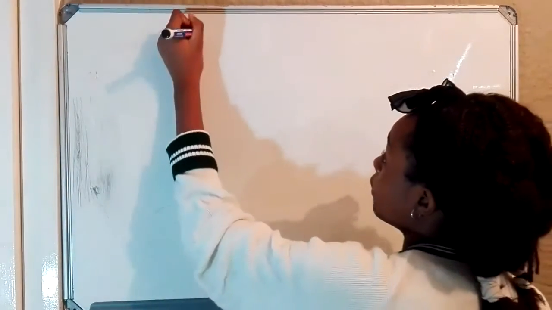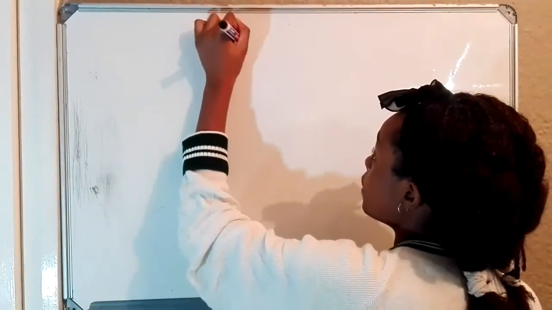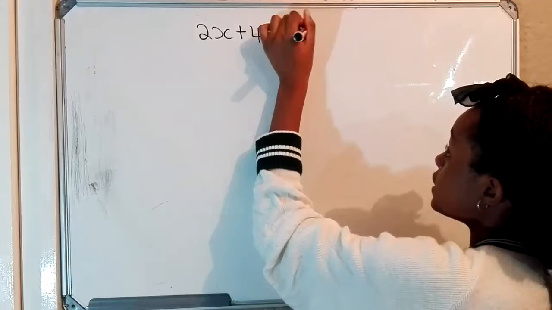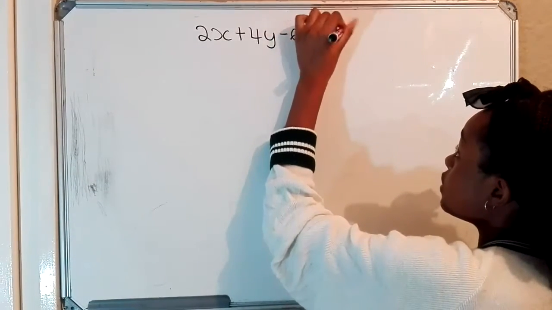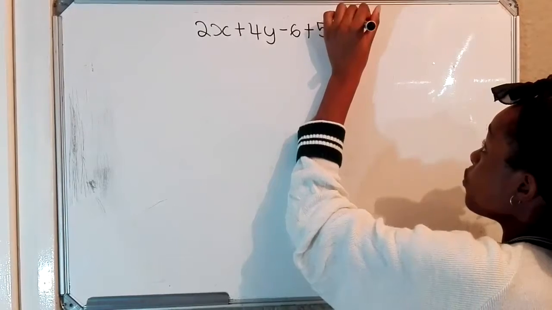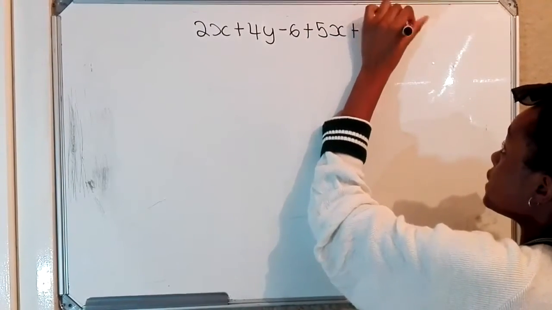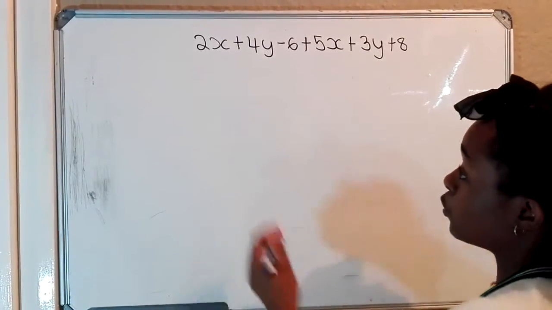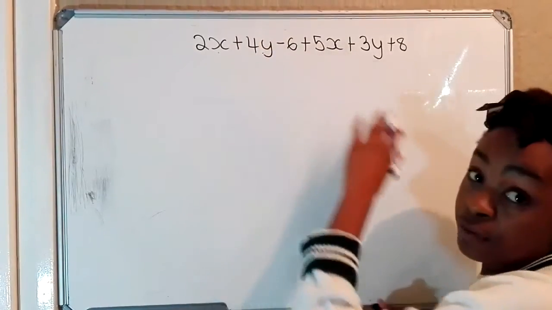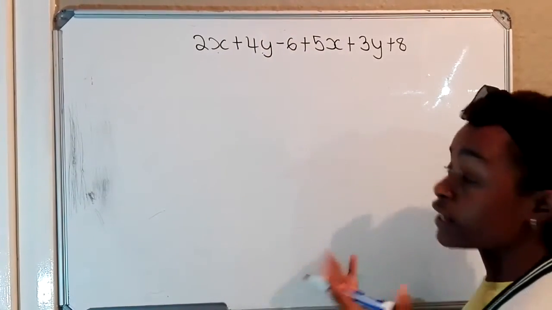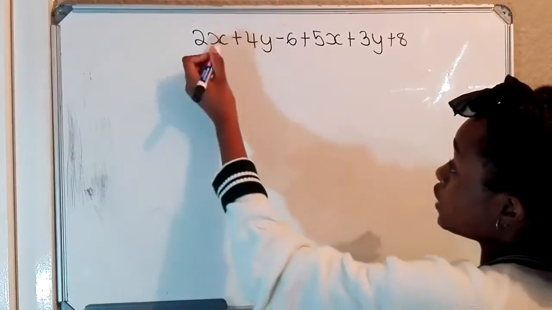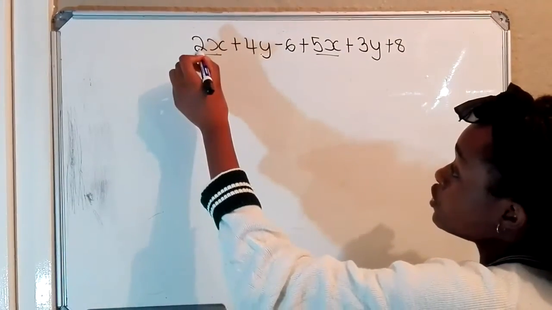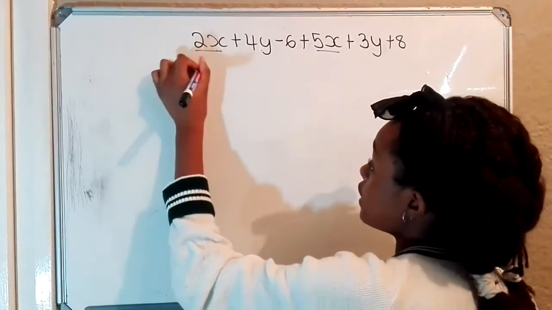Say if you have 2x plus 4y minus 6 plus 5x plus 3y plus 8, right? Feel free to pause this video and try this on your own. So here we have two variables. We have x and we have y and we have constants. So we're going to add or subtract the like terms. So we'll add and subtract everything that has x. So we'll add 2x to 5x. So we add the coefficients. 2 plus 5 gives us an answer of 7.